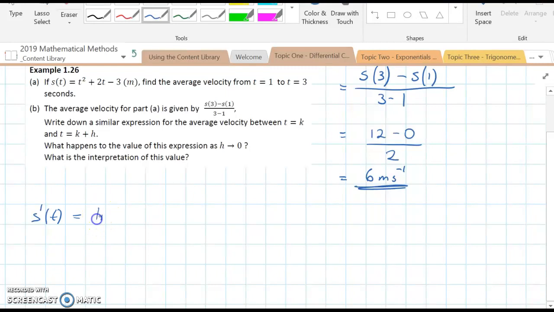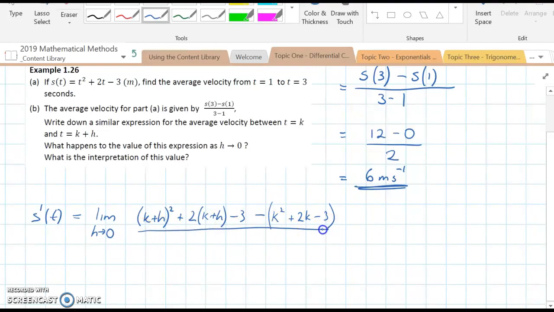is going to be the limit as h approaches 0. Substituting k plus h in, we would get (k plus h) squared plus 2 lots of (k plus h) take 3. Take the function at point k, which is just k squared plus 2k take 3. Remembering to put brackets around that second component, and it's divided by h.